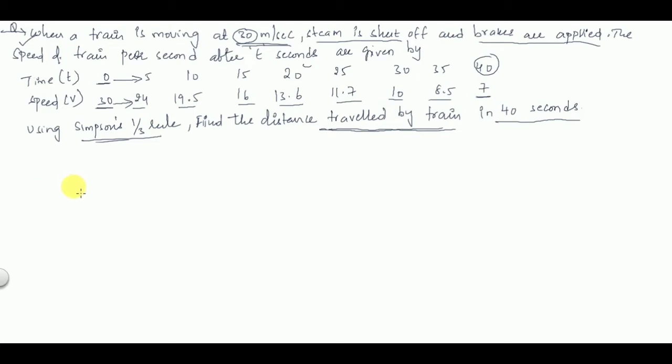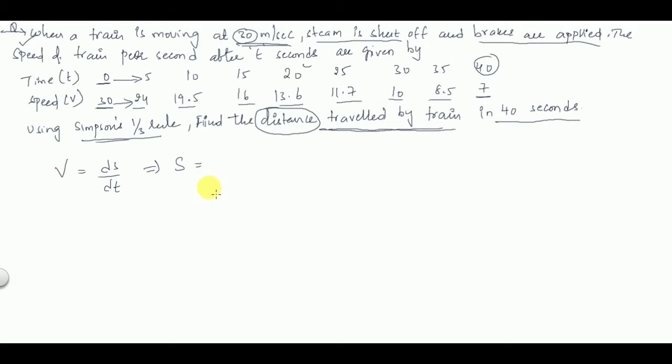When speed is changing and time is also changing, we know that speed is equal to distance by time, so v is equal to ds by dt. Now we are going to calculate the distance.